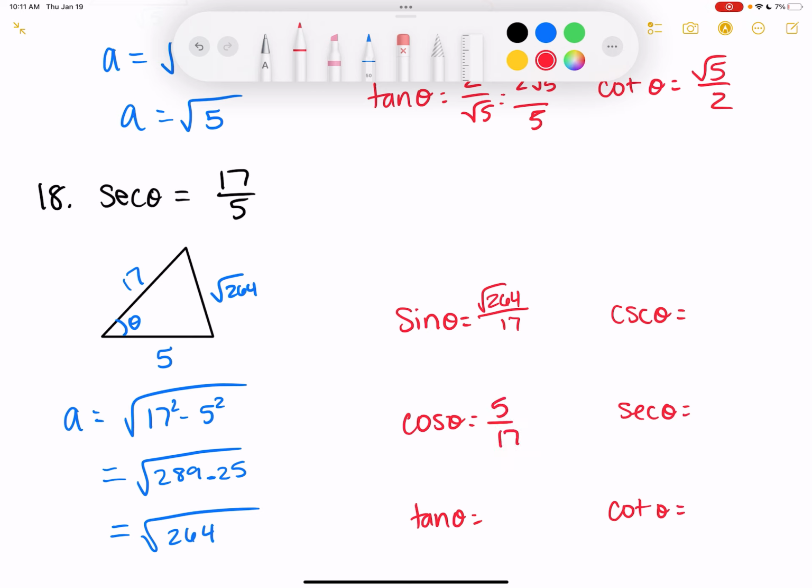Tangent. Root 264 over 5. Cosecant. 17 root 264 over 264. Yep. Secant was given to us, 17 over 5. Cotangent. 5 root 264 over 264. Yep.